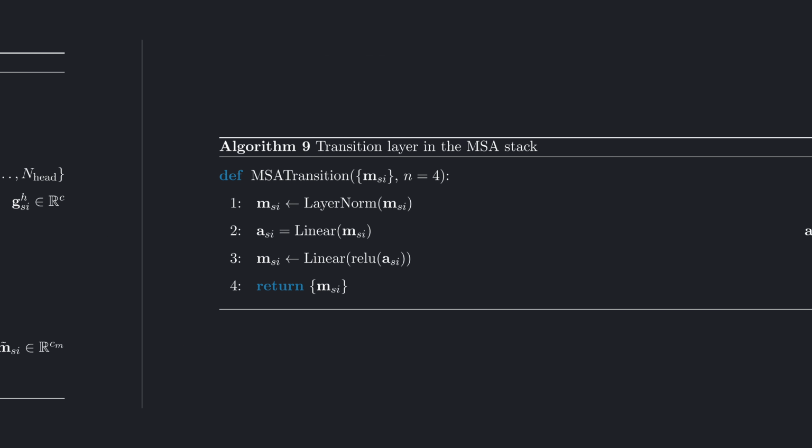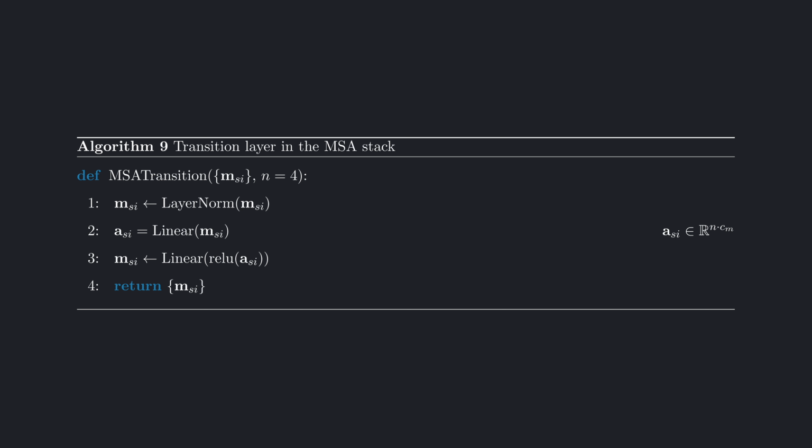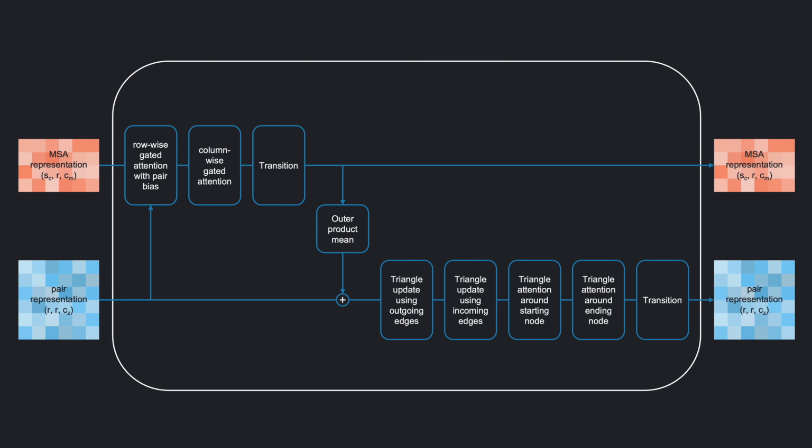The last part of the MSA stack is the MSA transition, and as I said, it's just a 2-layer feed-forward neural net with layer normalization at the start. It goes to a higher dimensional intermediate with 4 times the dimensions before going back. Such a feed-forward block is typical for transformer networks, including the number 4 as a scaling factor. With that, we covered the 3 modules from the MSA stack.